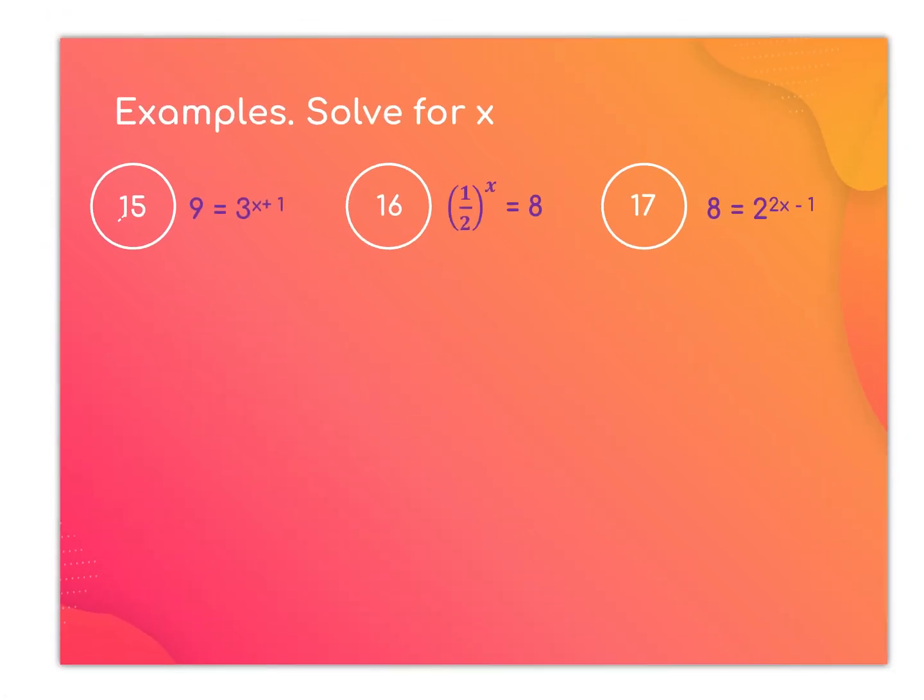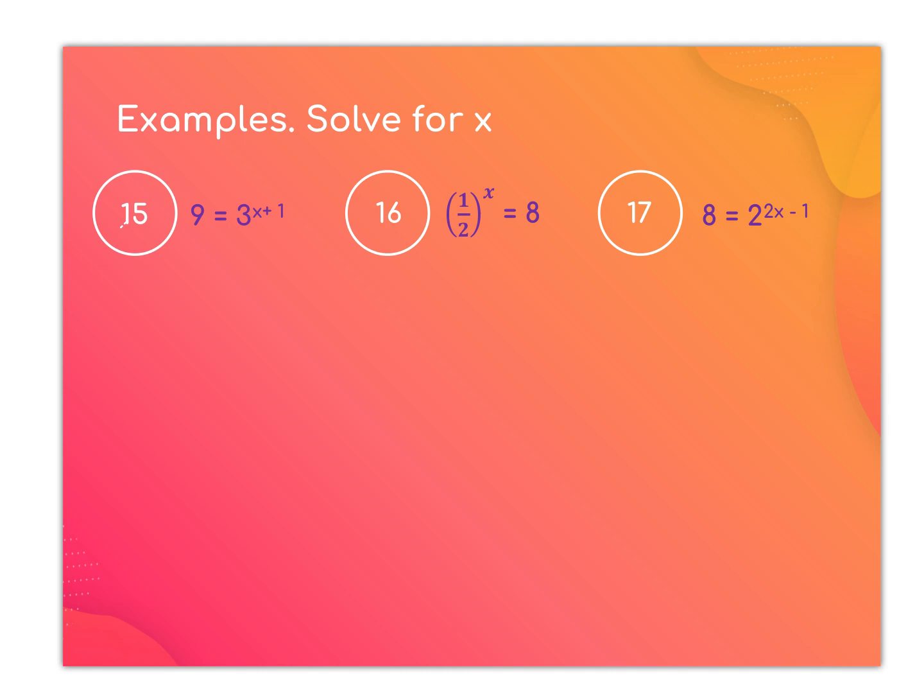So let's get to some problems here, right? Let's look at number 15. We've got 9 equals 3 to the x plus 1 power. Okay, that's the exponent. I know it's a little hard to see in the picture. So my base is 3. First thing I'm going to think is, can I change 9 to a base of 3? Yes, 9 is 3 squared. So 3 squared equals 3 to the x plus 1 power.